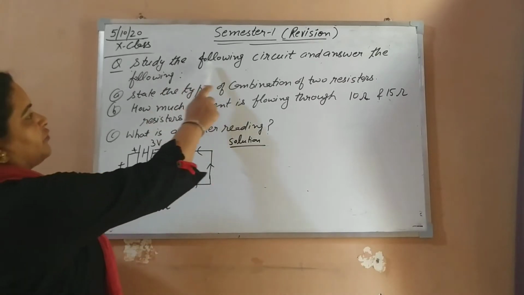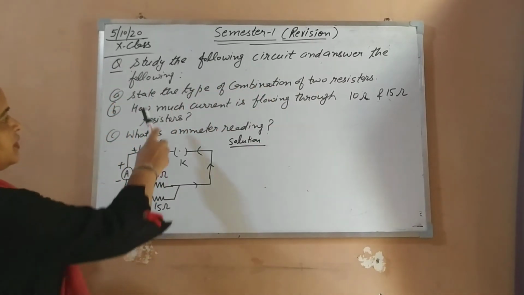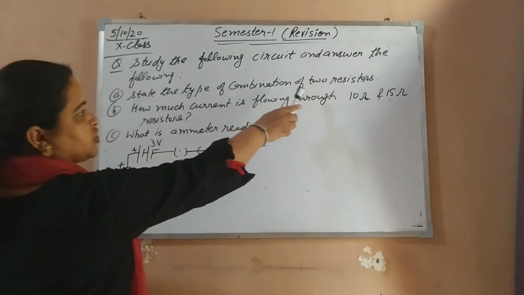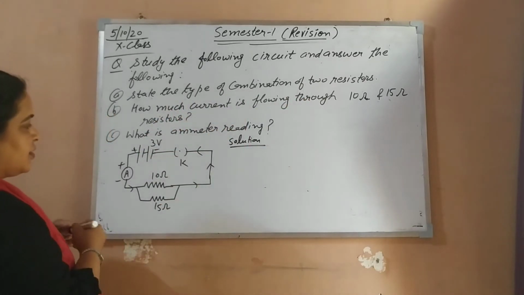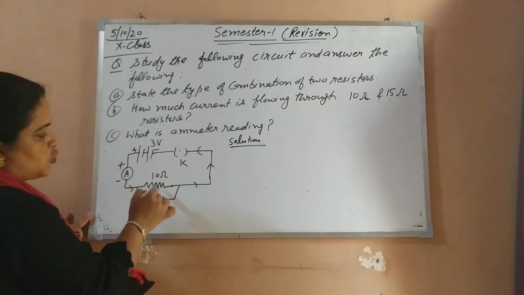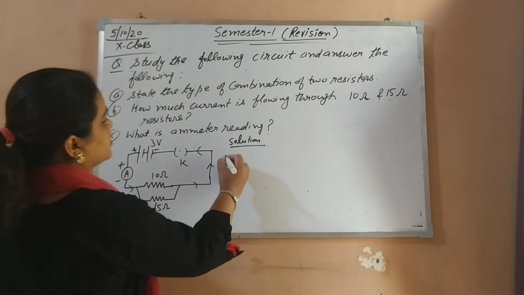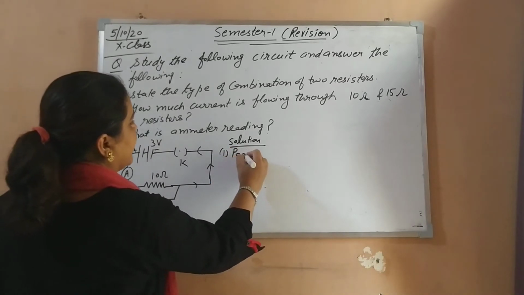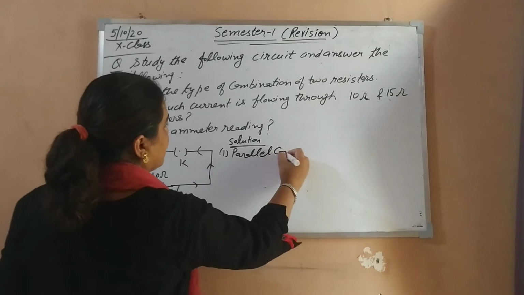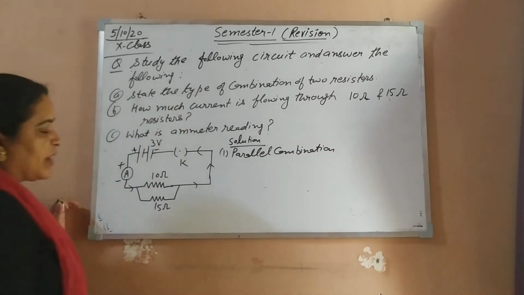Study the following circuit and answer the following questions related to this diagram. State the type of combination of two resistors in the given circuit. What you are watching is that when current is flowing, it is dividing in two arms, which means both the resistors are parallel to each other. So what is the first part's answer? Here we have a parallel combination. R1 and R2 are in parallel combination.